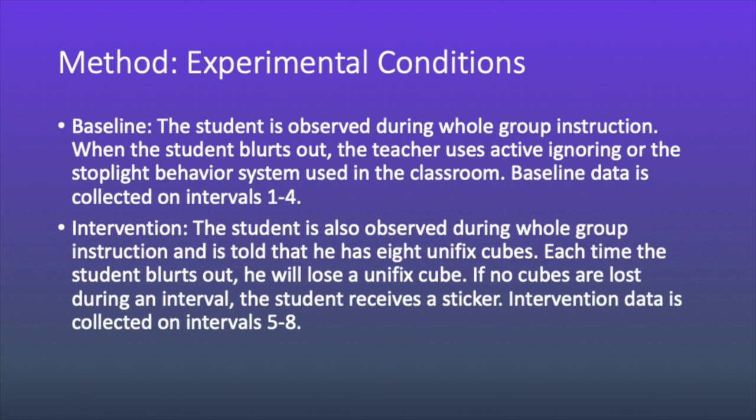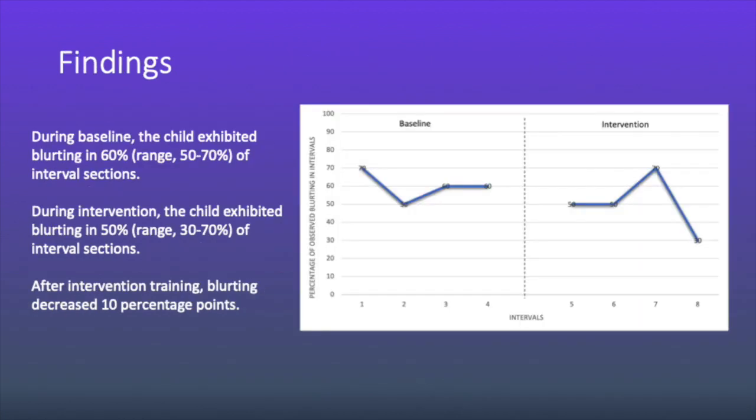In the intervention data, the student is also observed during whole group instruction and is told that he has 8 Unifix cubes. Each time the student blurts out, he will lose a Unifix cube. If no cubes are lost during an interval, the student receives a sticker. Intervention data is collected on intervals 5 through 8.